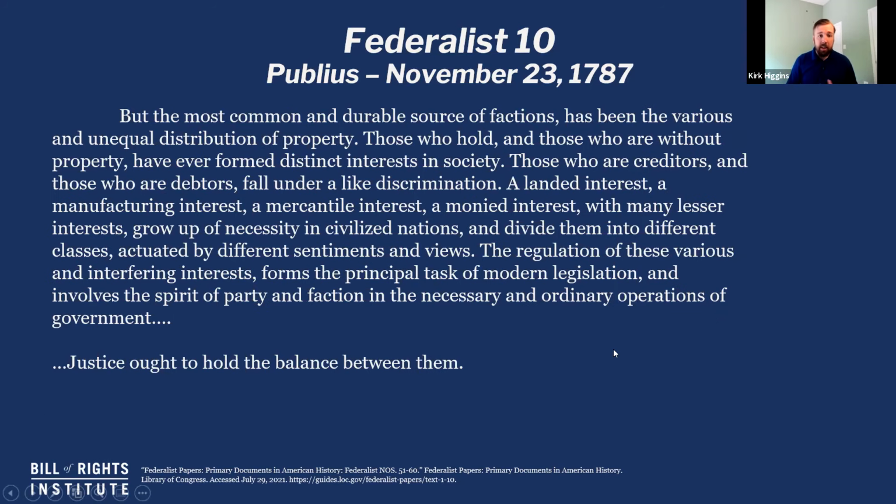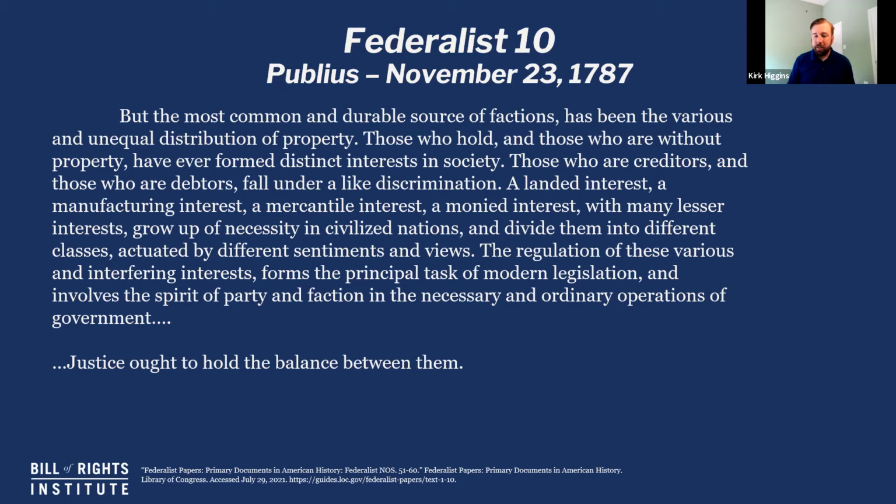So he goes on to say, the most common and durable source of factions has been the various and unequal distribution of property. So I've included this in here just because it's interesting. He says in different parts of civil society, and here he's giving a concrete example. I've only included excerpts of the text, so I haven't gone through all of Publius's argument here, but this one I think stands out to us.